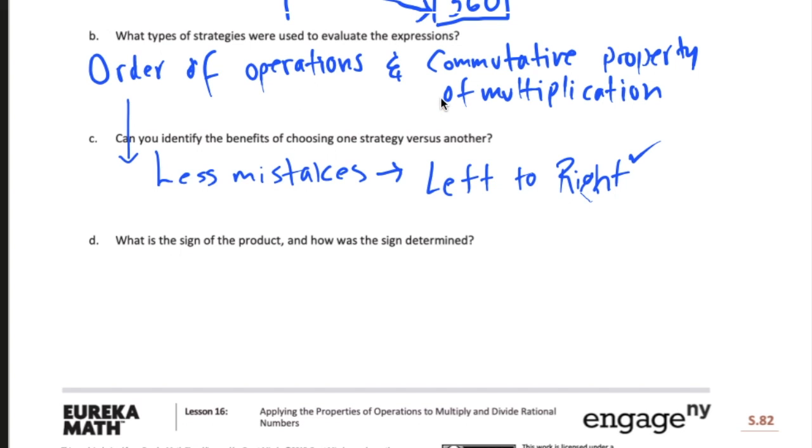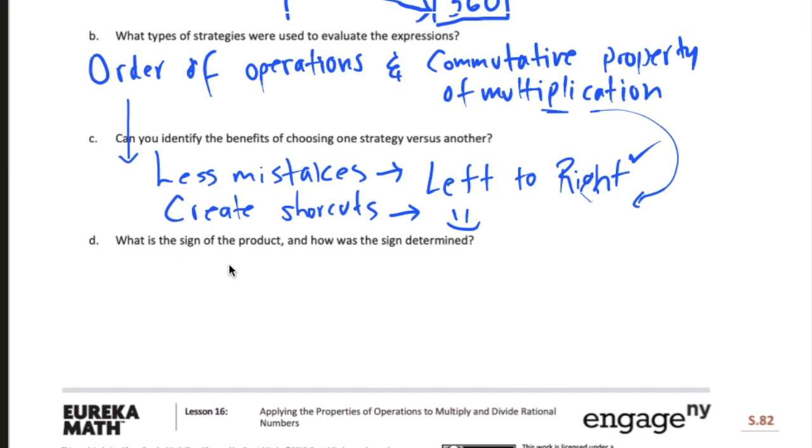Now for using the commutative property, this one allows you to create shortcuts, which make things easier sometimes, right? So that makes me do less work sometimes, and I really like that.